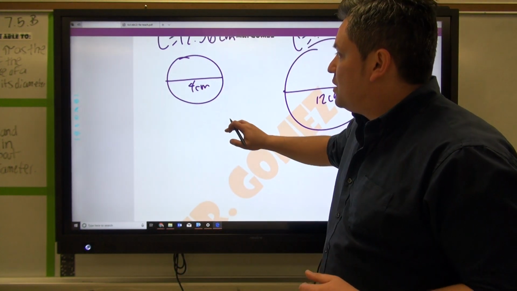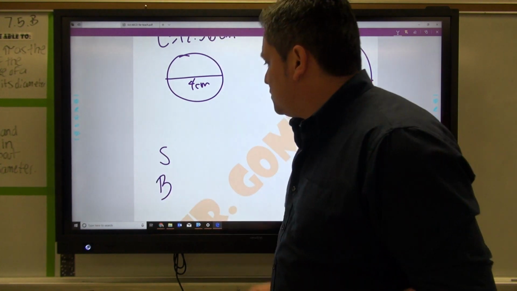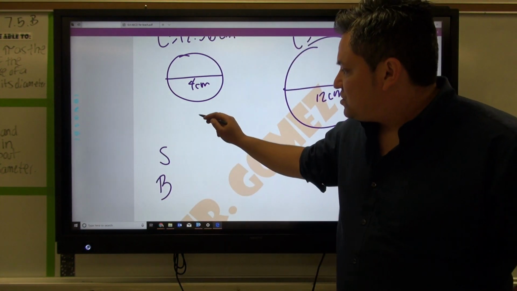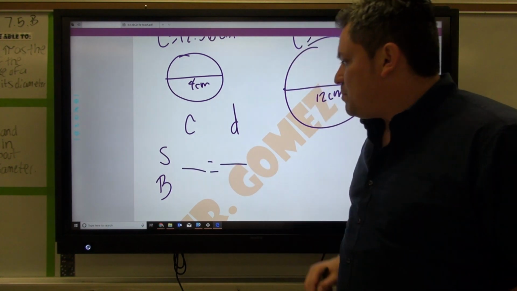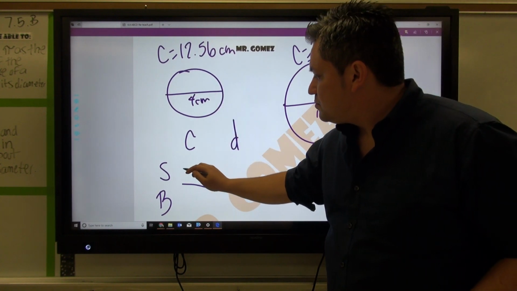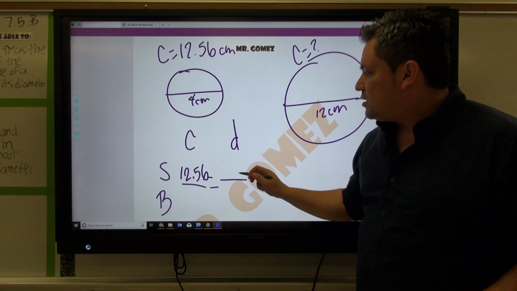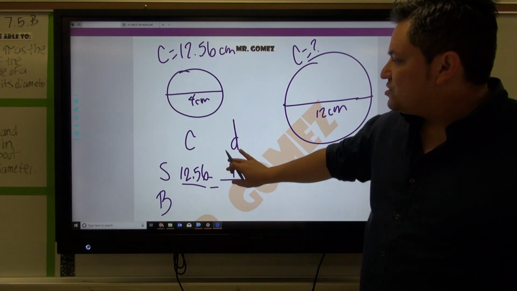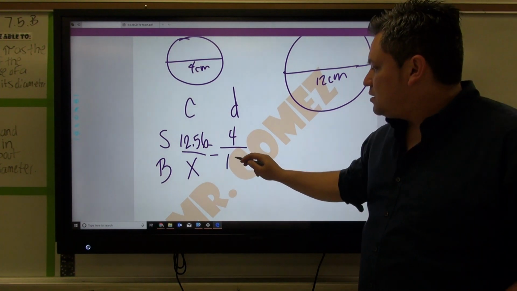So pay attention. I have the small circle and I have the big circle. And the information that I have is circumference and diameter. And I'm just gonna set them up. Do I know the circumference for the small one? 12.56. Do I know the diameter for the small one? 4. Do I know the circumference for the big one? No. And the diameter for the big one? 12.